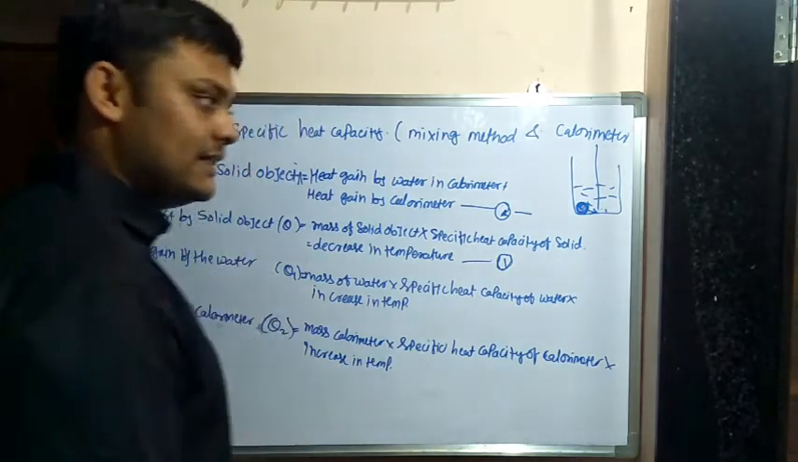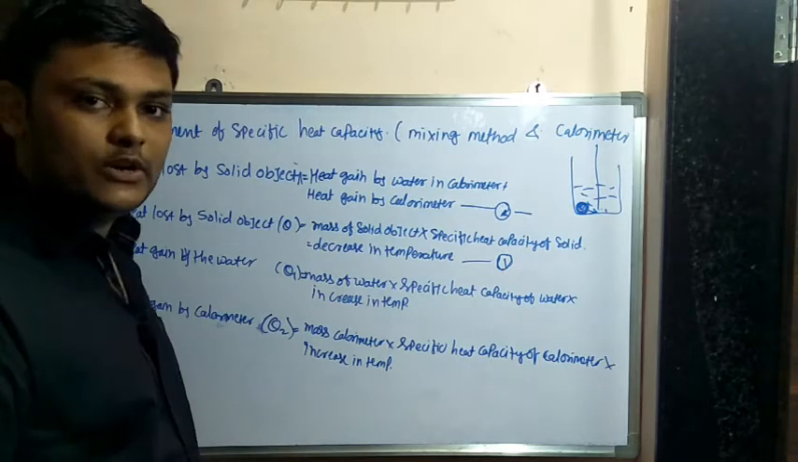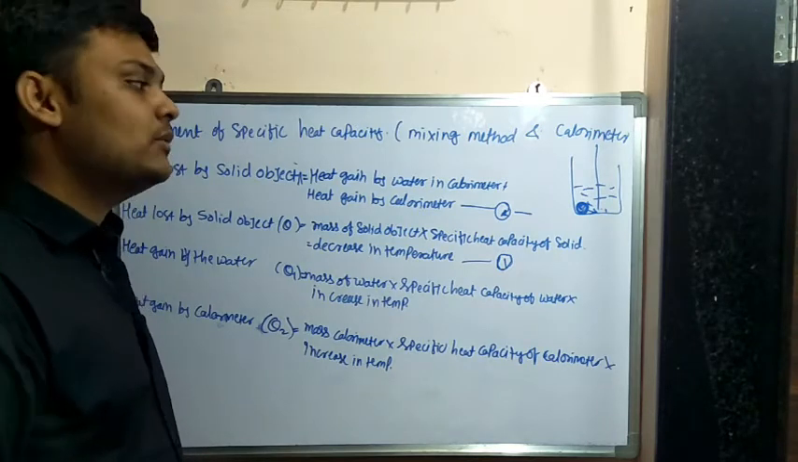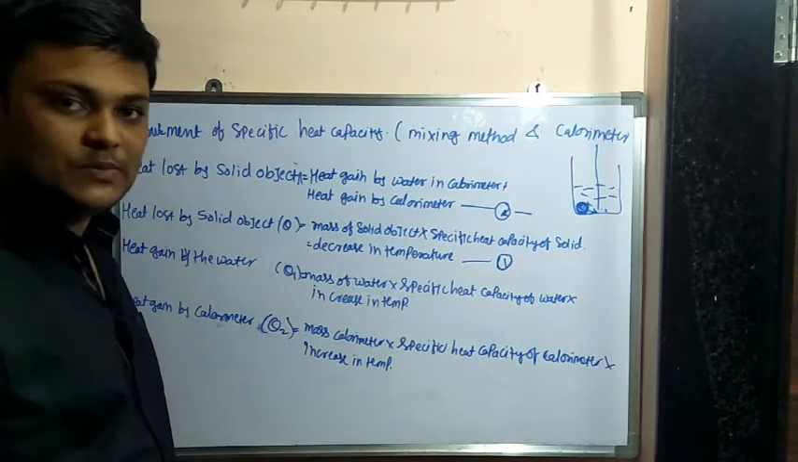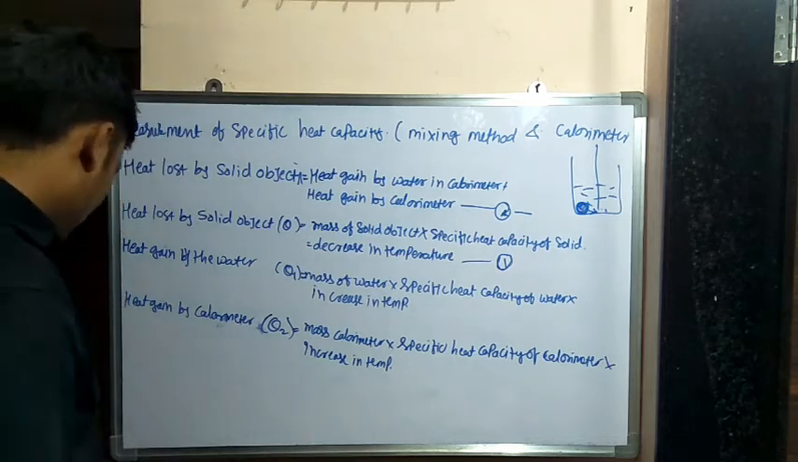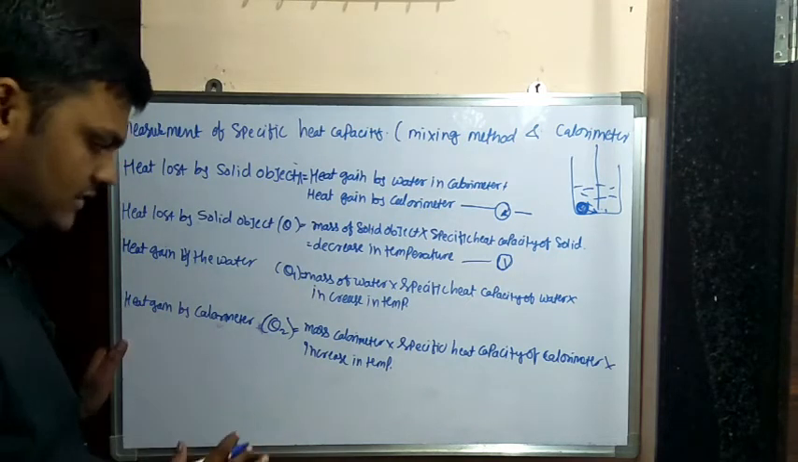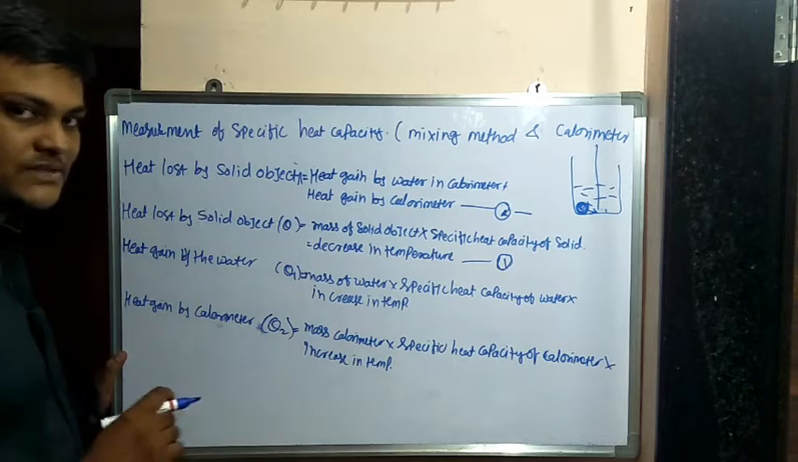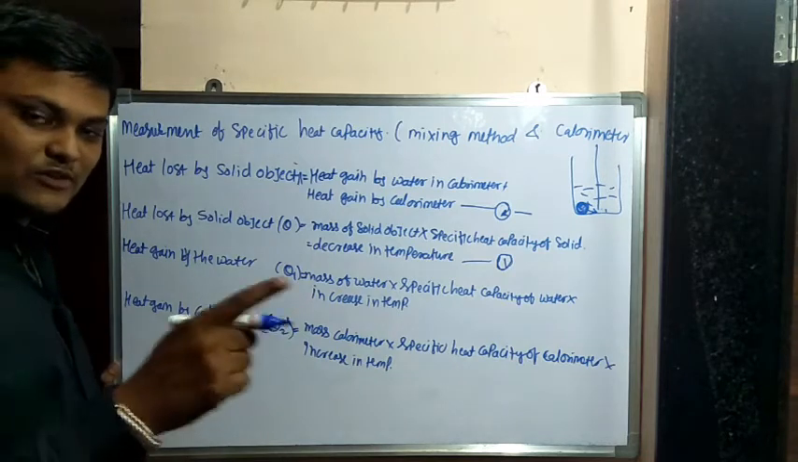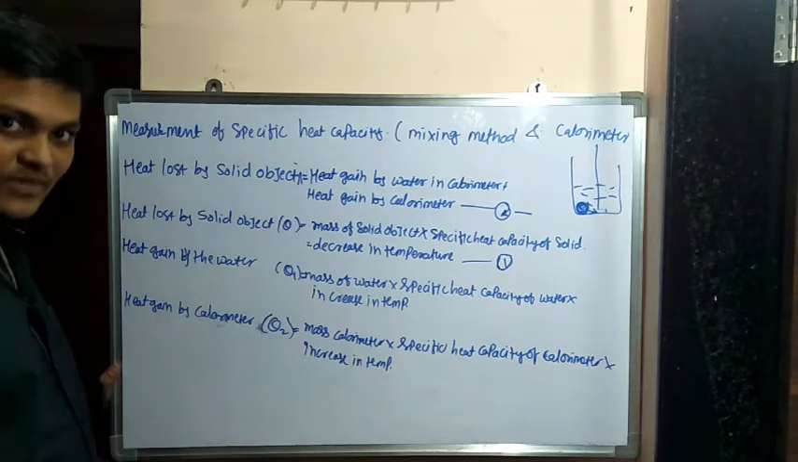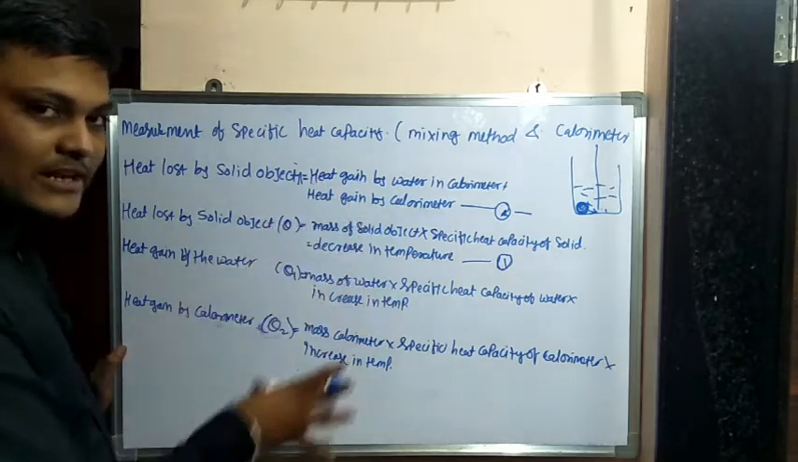In this case, only the solid object loses heat, while the water and calorimeter absorb the heat. So now, heat lost by the object. Previously we have seen that heat lost by the object is equal to heat gained by the object. That numerical table I have taken.